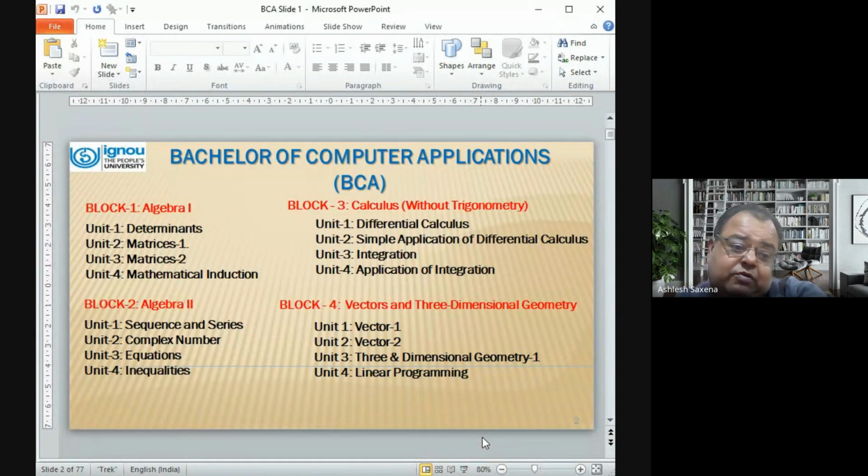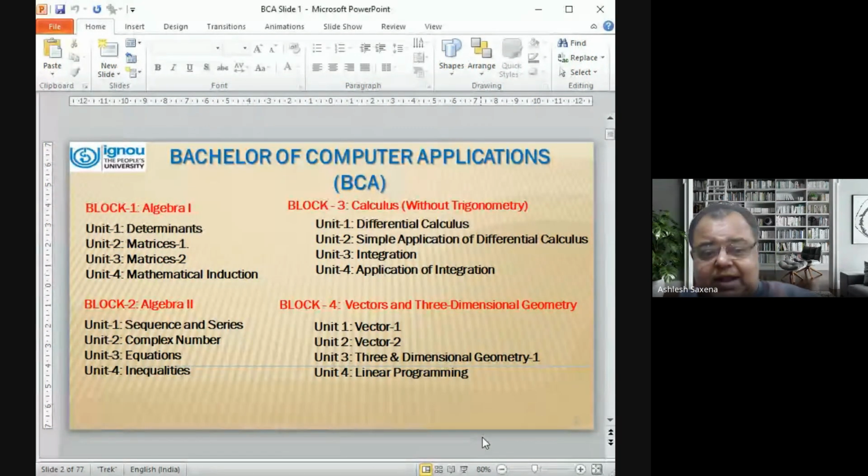Then we will move to sequence and series, that is in your block 2, algebra 2, complex number, equations, inequalities. In block 3, we have calculus without trigonometry. Differential equation that consists of differential calculus, application of differential calculus, integration, and application of integration. In block 4, that is something a little bit difficult. That is vector 1, vector 2, three dimensional geometry 1, and linear programming.